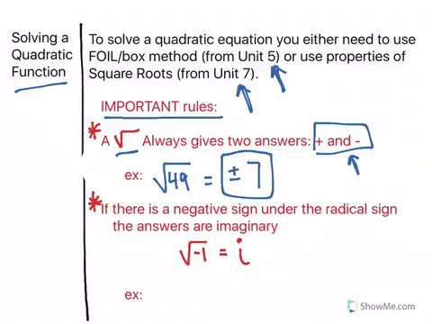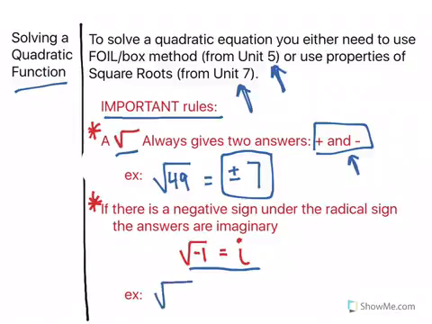The other thing that we need to consider is negative signs under the radical. So in the last chapter, we just said you can't do it if you have a negative. That's because we hadn't introduced imaginary numbers yet. But now we need to think about imaginary numbers because our solutions can be imaginary. If there is a negative sign under the radical sign, the answers are imaginary. So anytime you see the square root of -1, it equals i. If we have an i next to our solution, it means it's imaginary.